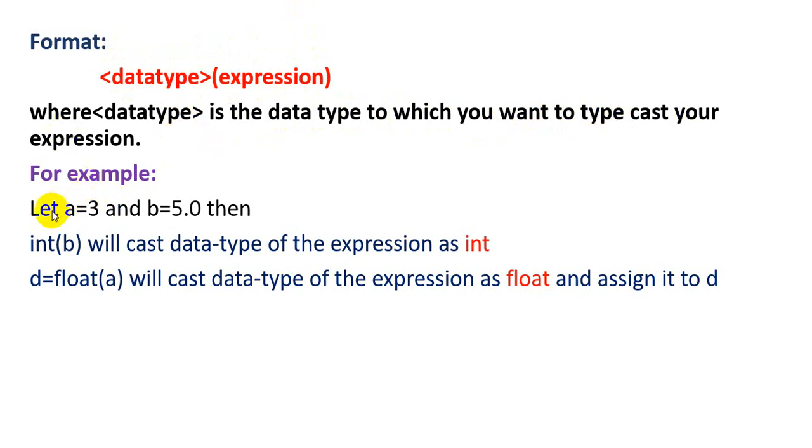For example, here I have two variables, a equal to 3, that means a is an integer variable, and b equal to 5.0, that is a float variable. When I pass the value inside the int function, int open close parenthesis, the b, 5.0, is converted.